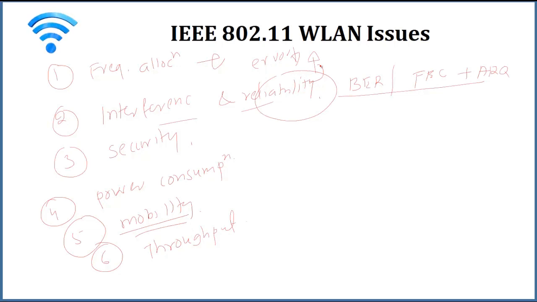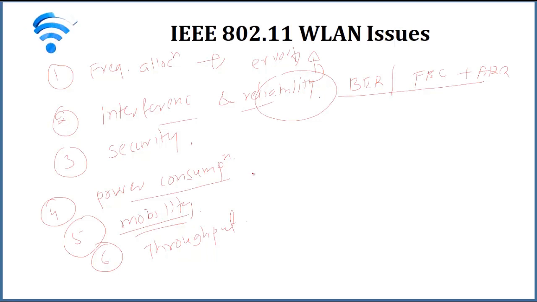Then again comes another point, power consumption. So what is power consumption? Wireless LANs are typically related to mobile applications. In this kind of application, battery power is actually a scarce resource.